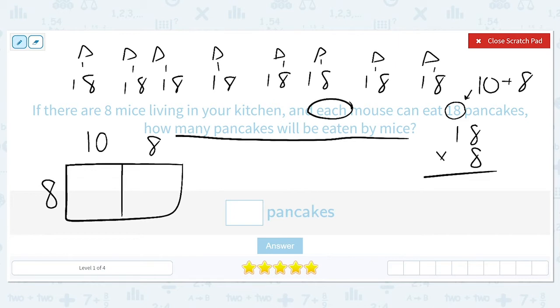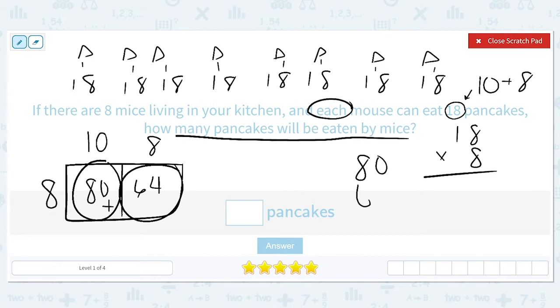Now each of the different boxes is going to represent another multiplication problem. The first one is going to be 8 times 10, which is 80. And the second one is going to be 8 times 8, which is 64. To find your final answer, all you have to do is add those 2 numbers together. 80 plus 64 will give me 144. So altogether, the mice would eat 144 pancakes.